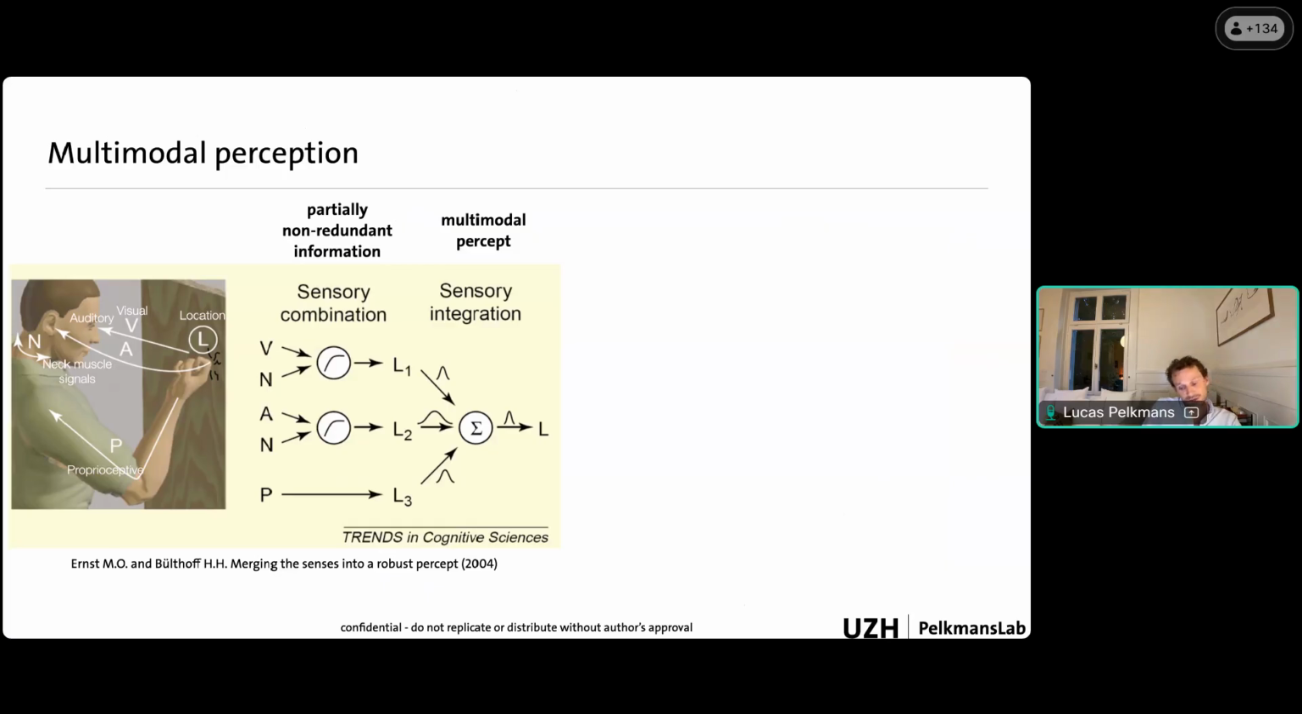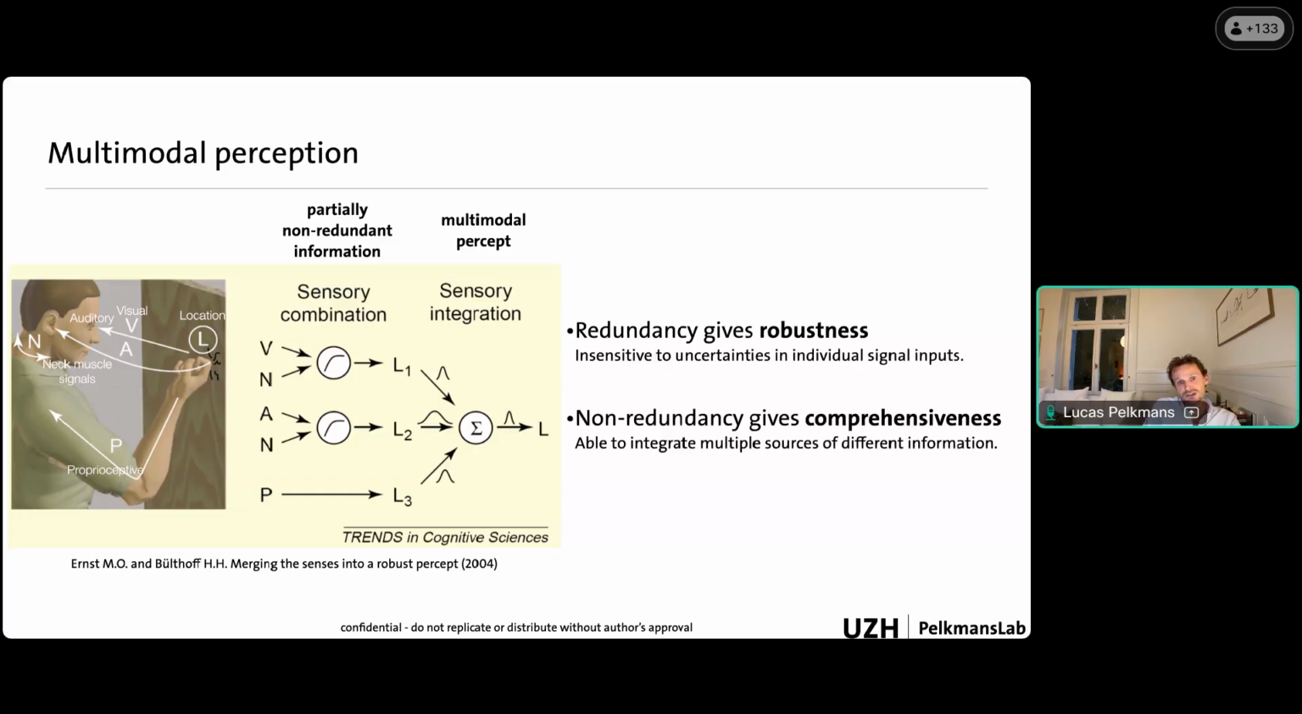The second concept I want to introduce quickly is called multimodal perception. Again, something very well studied in the cognitive sciences, which basically reflects the fact that we use multiple sensory inputs that together allow us to create sort of a comprehensive picture of the world around us. And one of the key elements of multimodal perception is that it is partially non-redundant. So there is some redundancy in this system, which gives robustness. It allows you to be insensitive to uncertainties in individual inputs, but the non-redundant element gives comprehensiveness. It allows you to integrate multiple sources of different information to get a more comprehensive picture.